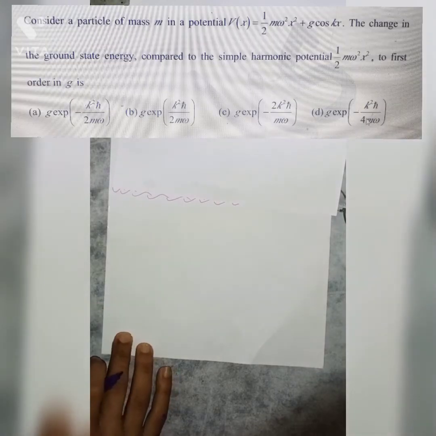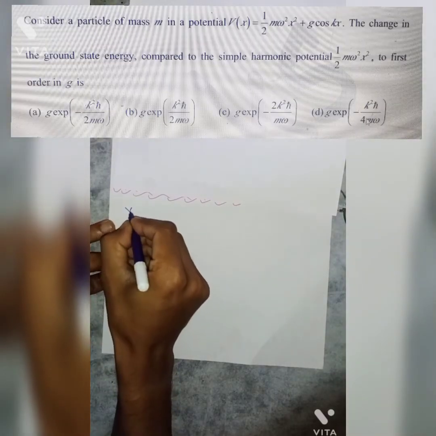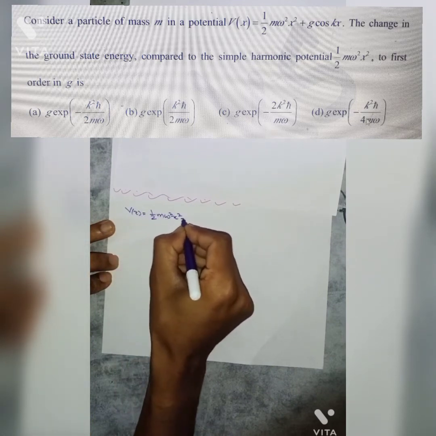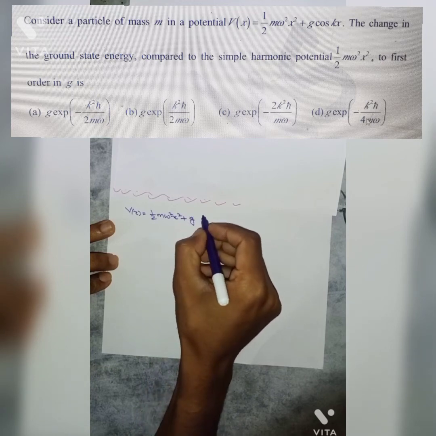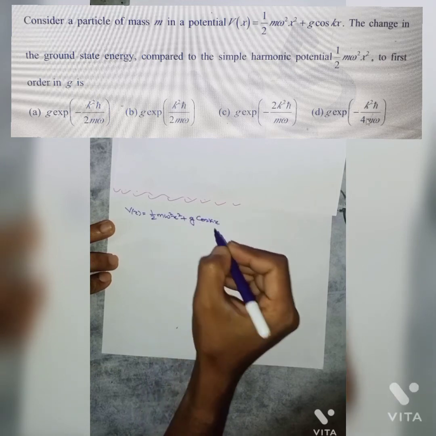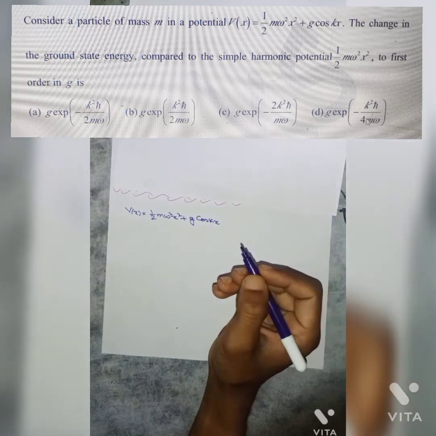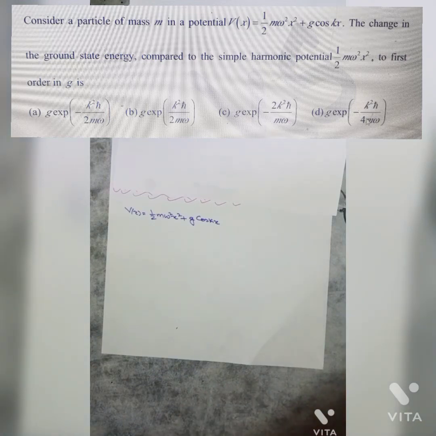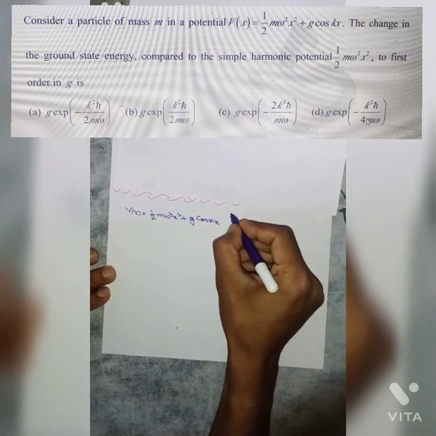Okay, this is the next question, in which the potential is given to be half m omega square x square plus there is some perturbed potential, okay, cos kx. So it is asking us to find the change in ground state energy compared to the simple harmonic oscillator potential, this one, to the first order in G, okay, and the options are like that. But first of all, what we need to know is the ground state wave function of a harmonic oscillator.